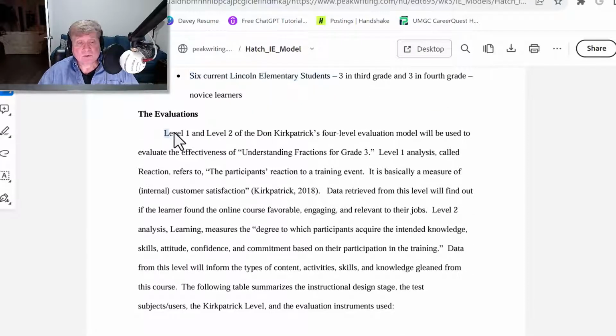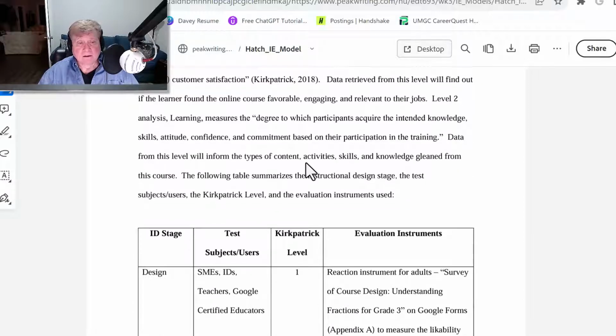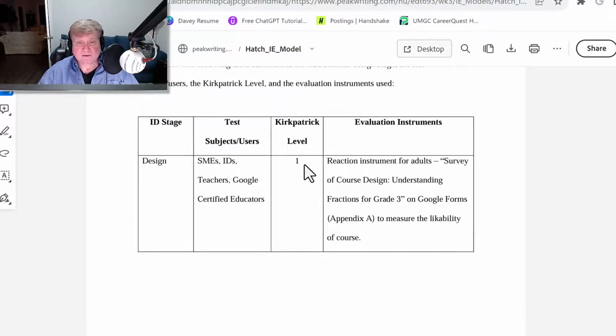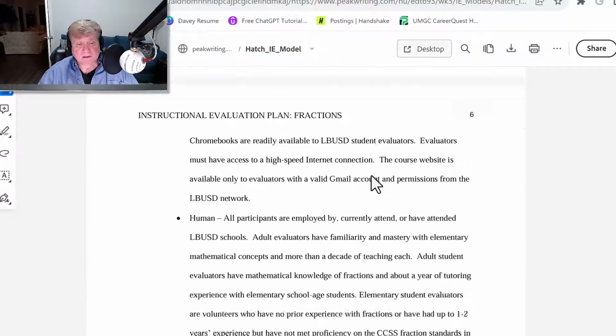Here in the next portion, you want to describe your evaluations that cover only, remember, only level 1 and level 2 of Kirkpatrick's hierarchy. Only level 1 and level 2. The reaction and the analysis, or the learning. This chart kind of brings that whole discussion together. The stage, who is going to be using it, the Kirkpatrick level being assessed, and then the actual evaluation instruments that you plan on using. Study limitations.